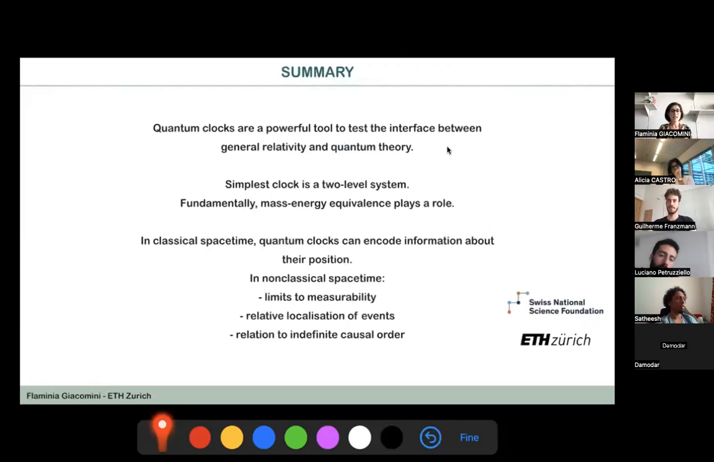In classical spacetime, quantum clocks can encode information about their position in spacetime, while in non-classical spacetime, we have seen the limits to the measurability of time for nearby clocks, the relative localization of events, and the relation to indefinite causal order. So thank you very much for your attention.